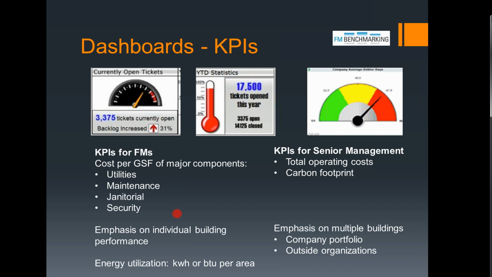Now, if you just did these four, you'd have the vast majority of the cost profile. But that's the only way you can break them down and understand which areas need improvement, and ideally break them down on the individual building performance level. And then finally, it's not a cost, but it's really an indicator of how efficient you are. It's the energy utilization in kilowatt hours or BTUs per area. It's another key way to look at a real significant component of every facility manager's responsibility.